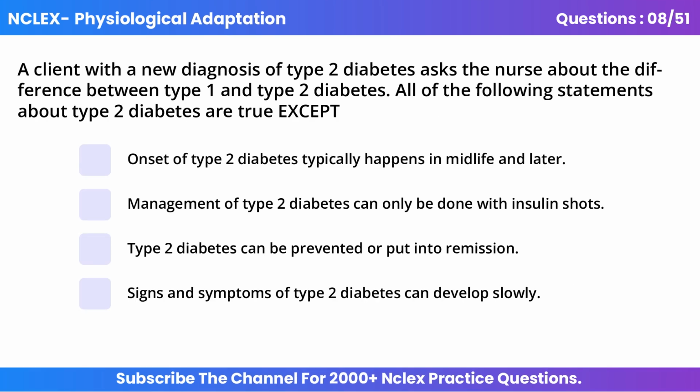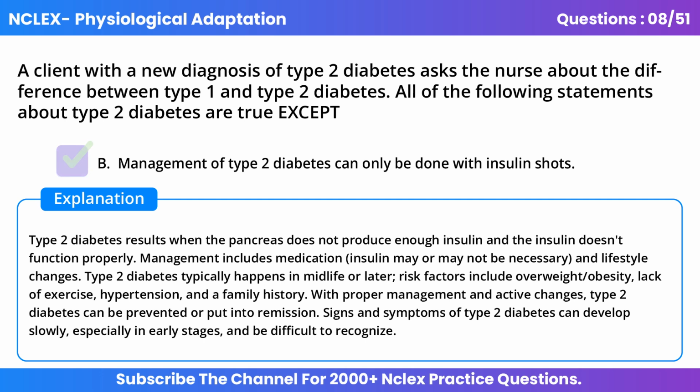Question 8. A client with a new diagnosis of type 2 diabetes asks the nurse about the difference between type 1 and type 2 diabetes. All of the following statements about type 2 diabetes are true except B. Management of type 2 diabetes can only be done with insulin shots.